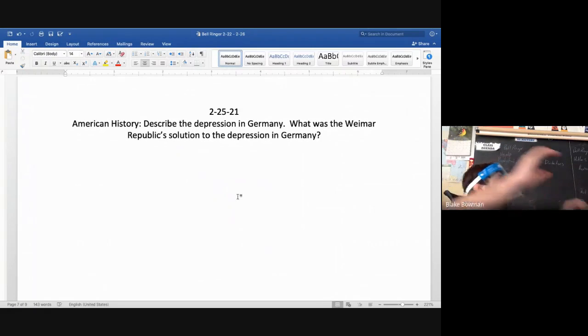Okay, so describe the Depression in Germany. What was the Weimar Republic solution to the Depression in Germany? What did they try to do? Okay, this created a lot of distrust in this government and caused a lot of chaos, anarchy on the streets and outside of major political buildings. All right, so there you go. Go working.